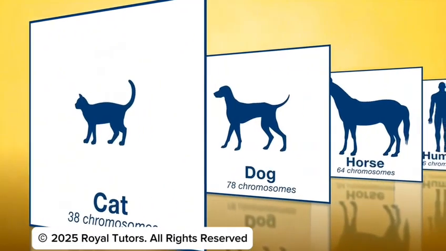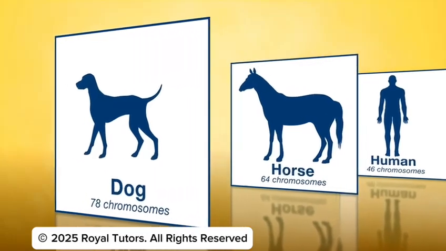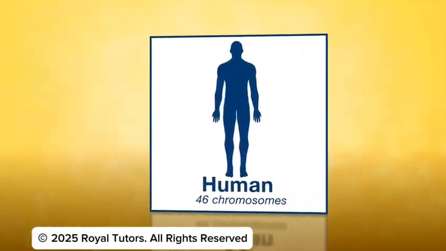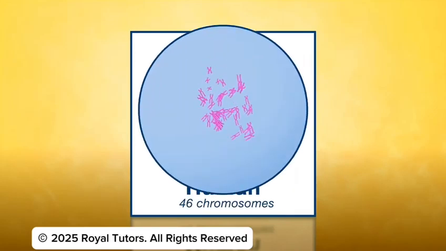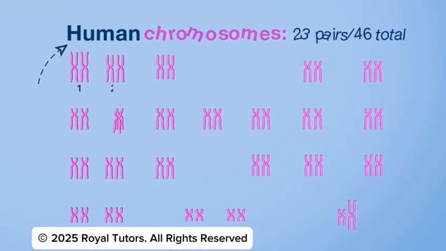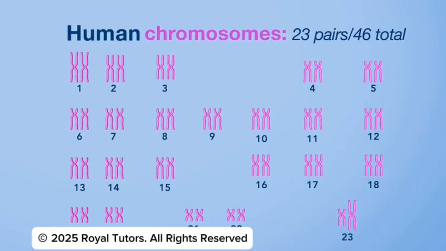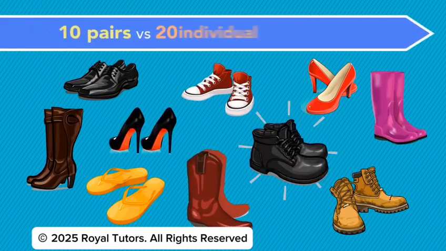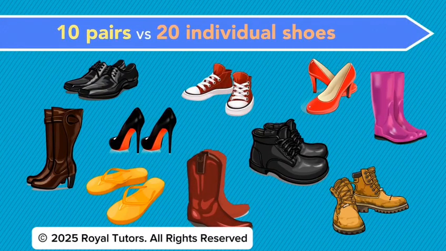Different types of organisms have different numbers of chromosomes. Every cell in your body is called a somatic cell, except your gametes. Human somatic cells have 23 pairs of chromosomes for a total of 46. It's like the difference between how many pairs of shoes you have versus your total number of shoes.